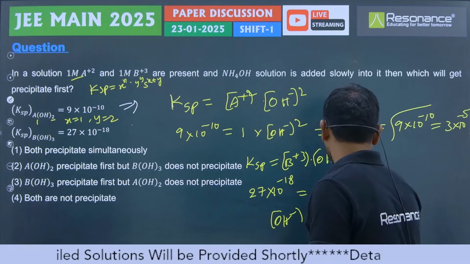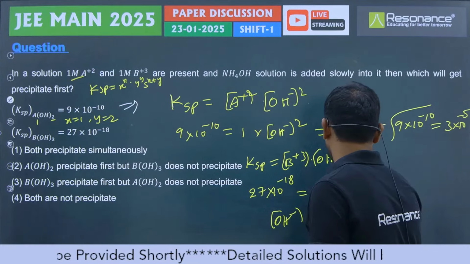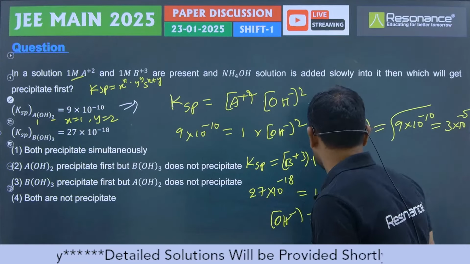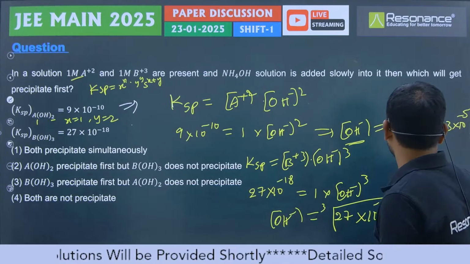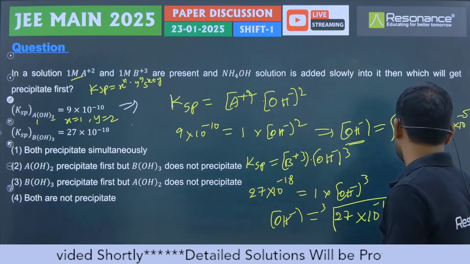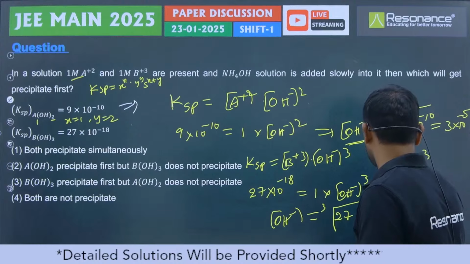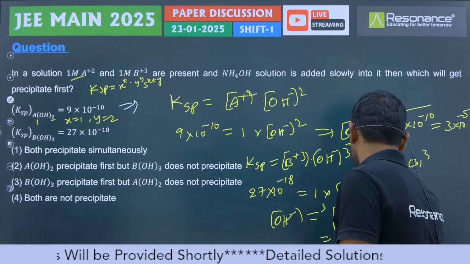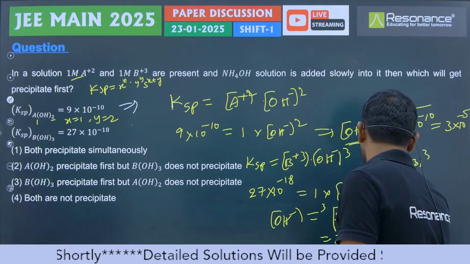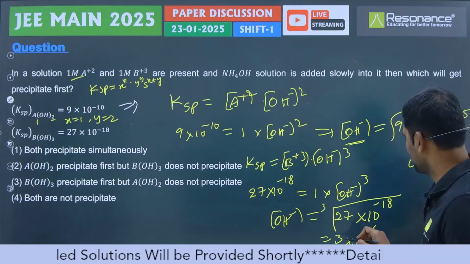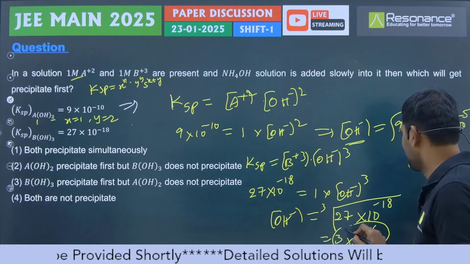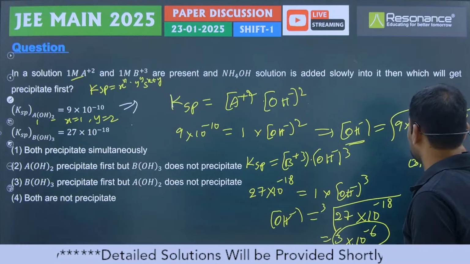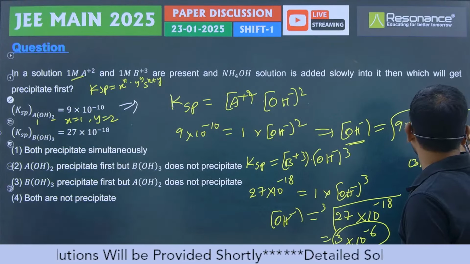So approximately how much can you expect? It is the cube root. So what can you write? 3 cube, and this is 6 into 10 power minus 6, whole power 3. So approximately you can get 3 into 10 power minus 6. So the OH minus concentration is 3 into 10 power minus 6 here, and in the previous case it was 3 into 10 power minus 5.